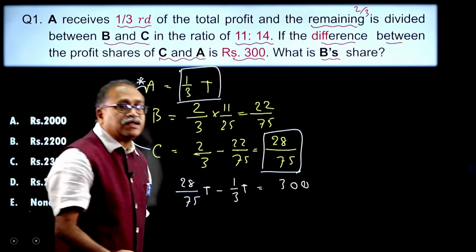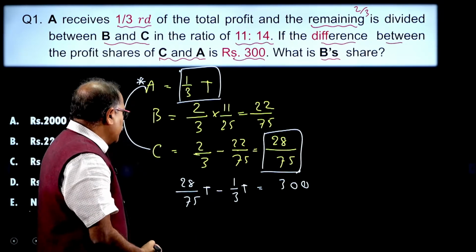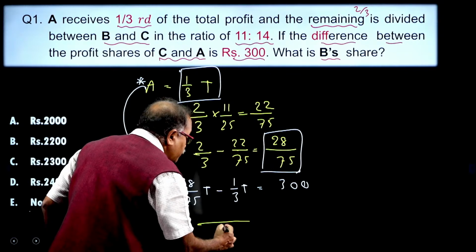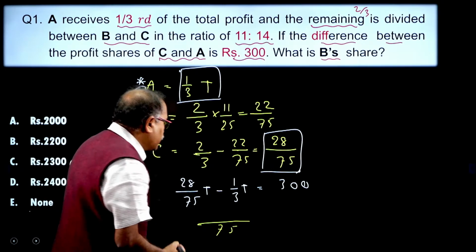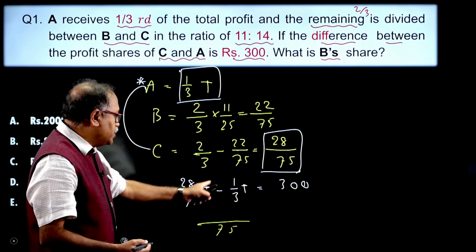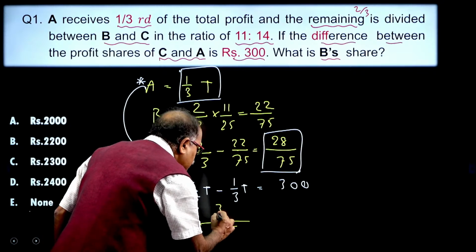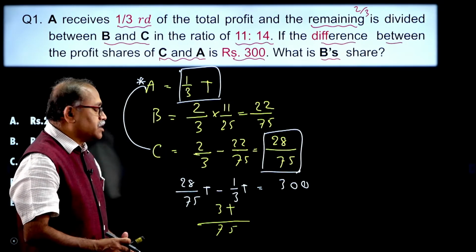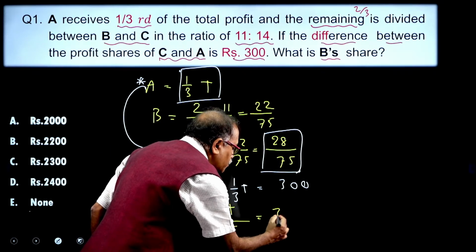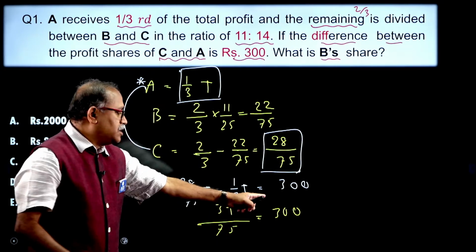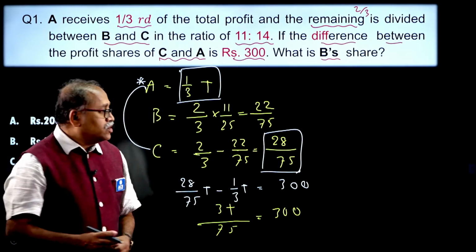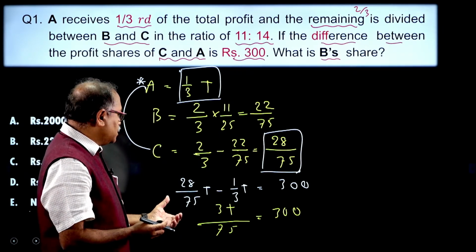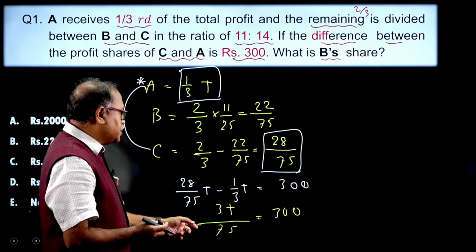If anyone gets the answer, please respond, my dear friend. So, once again I am getting the LCM over here, which is nothing but 75, and then 28 minus 25 is 3. So, that is 3t by 75, which is 1t by 25, am I right? Yeah, that is right. So, that is equal to 300.